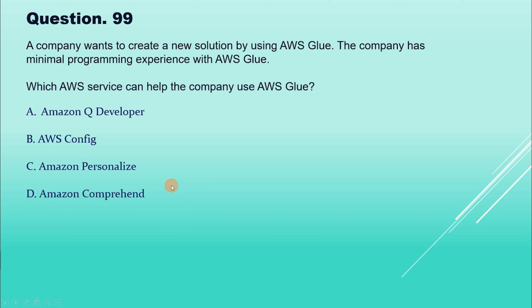And the correct answer here will be option A, Amazon Q Developer, because Amazon Q Developer is the service that would most help a company with minimal programming experience in AWS Glue. It simplifies the process of building and managing data workflows, making it easier to use Glue without needing deep programming expertise. So option A, Amazon Q Developer, is the correct answer here.